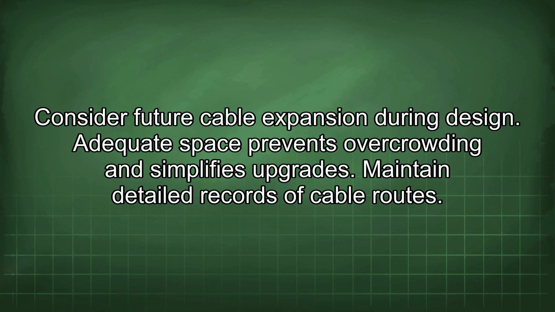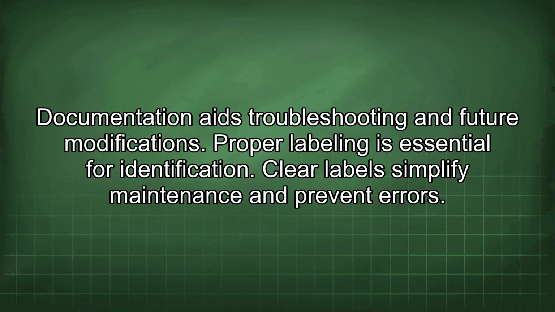Consider future cable expansion during design. Adequate space prevents overcrowding and simplifies upgrades. Maintain detailed records of cable routes. Documentation aids troubleshooting and future modifications. Proper labeling is essential for identification. Clear labels simplify maintenance and prevent errors.